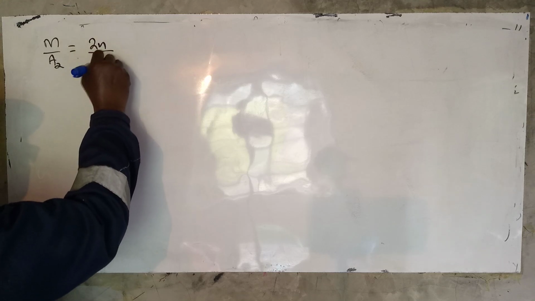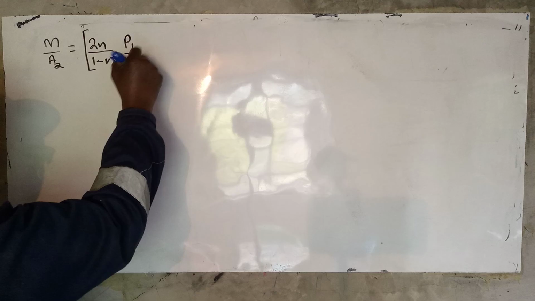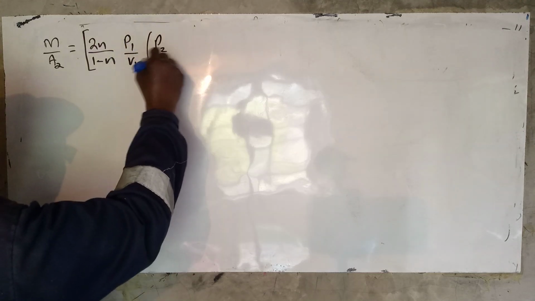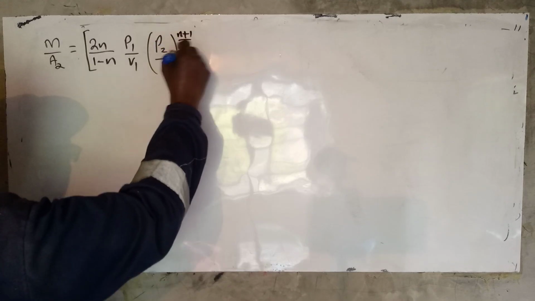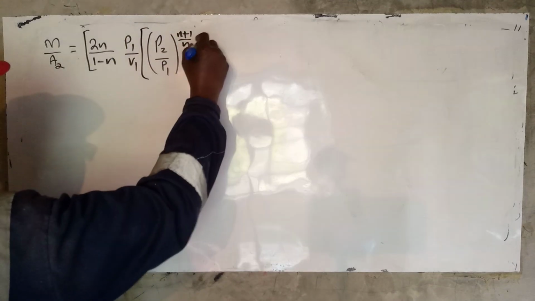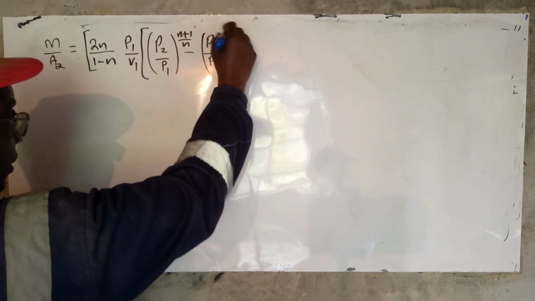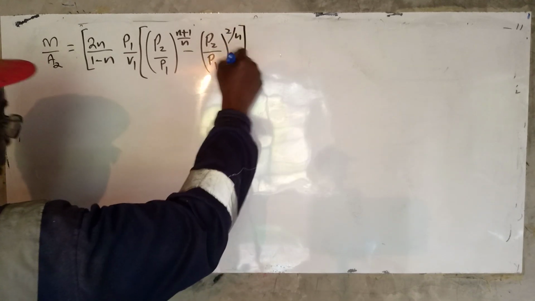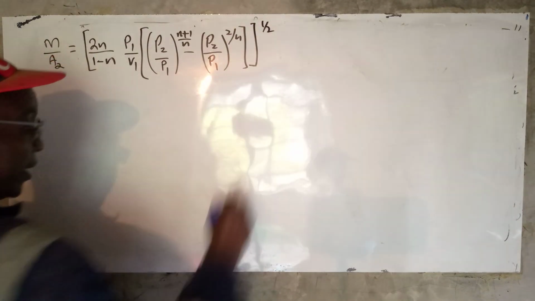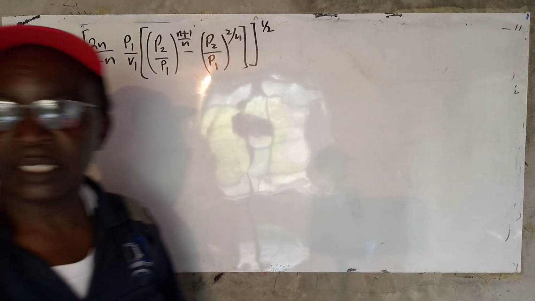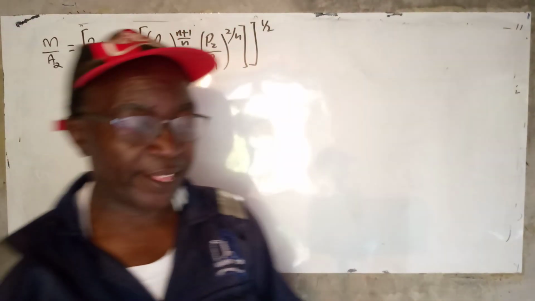2n over (1 minus n), into P1 by V1, into [(P2/P1)^((n+1)/n) minus (P2/P1)^(2/n)], all this quantity under the square root. We have derived this in the past lectures. Please, I encourage you to go through our other lectures.